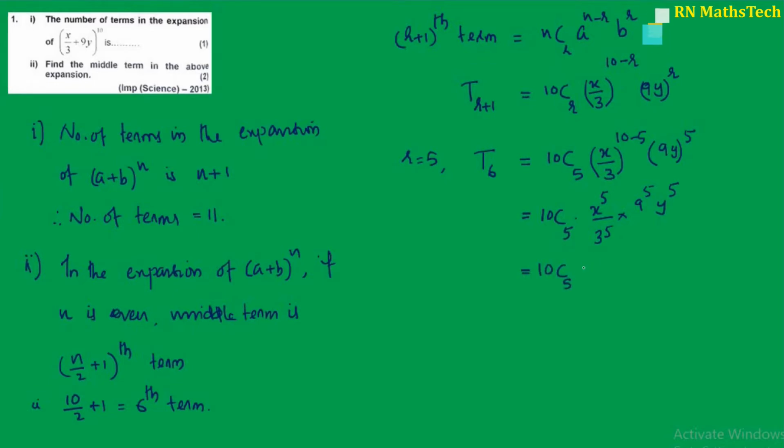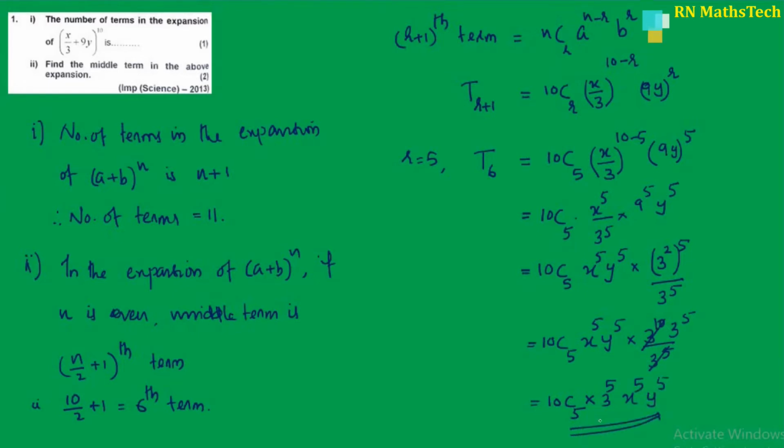Now x raised to 5 into y raised to 5, and this 9 is 3 square, raised to 5, by 3 raised to 5. That is 10C5 x raised to 5 y raised to 5 into 3 raised to 10 by 3 raised to 5. So this cancels and 3 raised to 5 forms in the numerator. That is equal to 10C5 into 3 raised to 5 x raised to 5 y raised to 5. So that is the middle term.